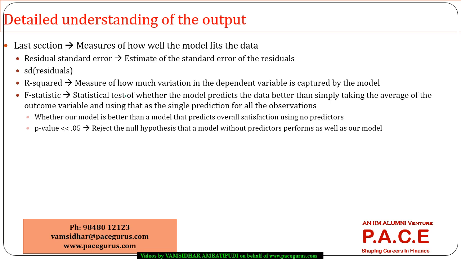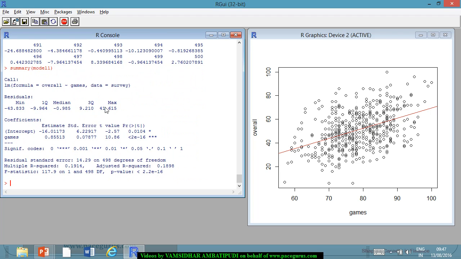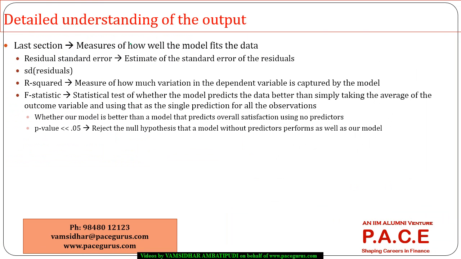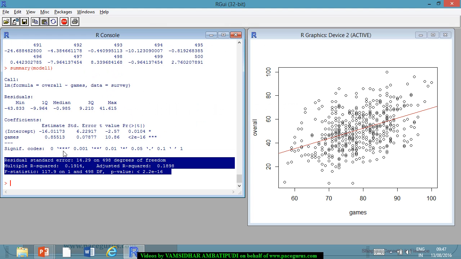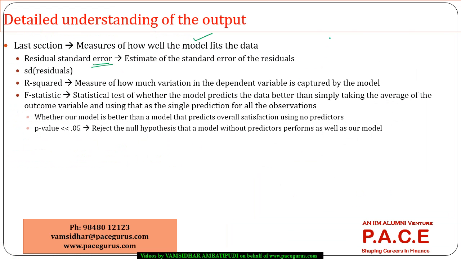Then the other important area that we should look at from our model is the last portion, which is primarily talking about the model fitment. The first part is the residual standard error. In this case, the residual standard error is 14.29. It is a very important measure for our estimation purposes. It is an estimate of the standard error of the residuals.